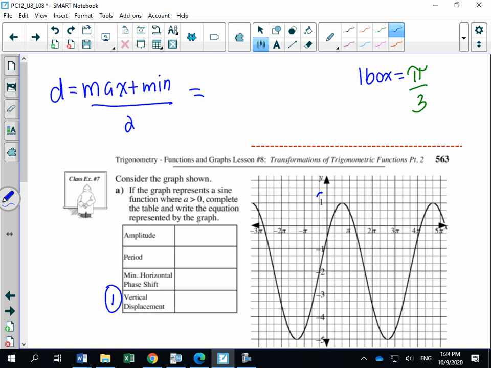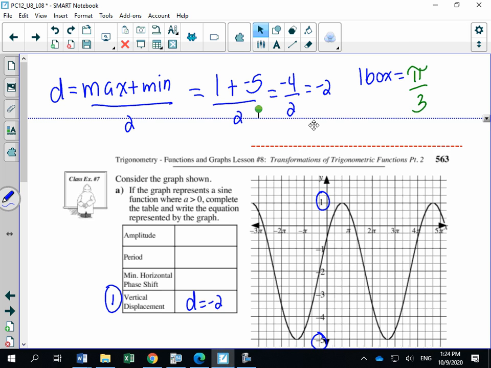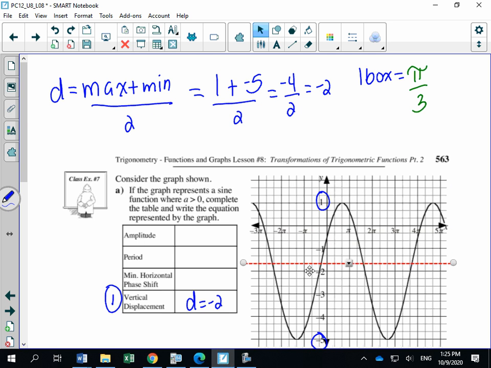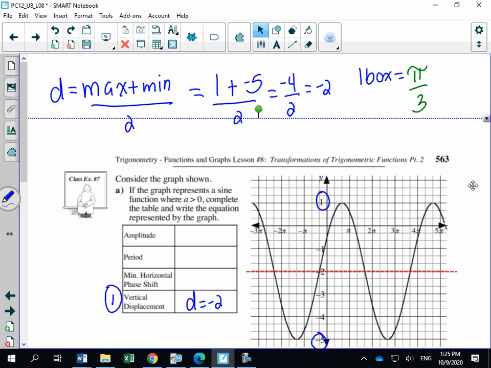The max of this graph is 1. The min of this graph is -5. And you're going to divide that number by 2. That would be -4 over 2. My d value is -2. So originally, our sine graphs or cosine graphs have d at 0. But now my midline is moving down to -2. So you take out a red pen and put in the midline at -2.